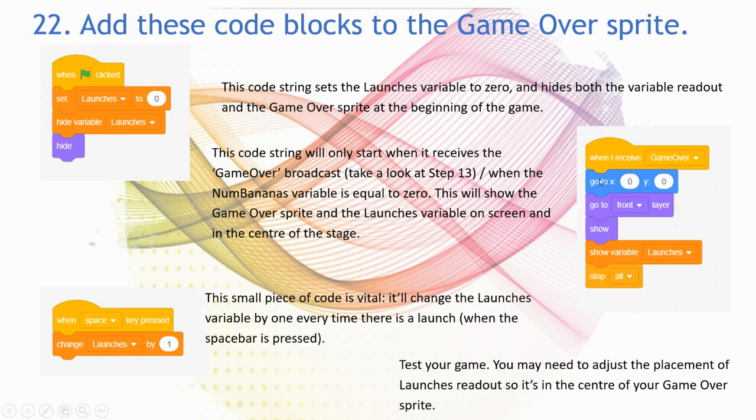And so we're going to have this starting block. When I receive game over, that message from another string, another part of the game, the sprite is going to go to 0, 0. That's 0 in the X direction, 0 in the Y direction. So that's the center of our screen. It's going to go to the front layer, so it's going to appear above all other sprites, and then it's going to be shown. And then it's going to show also the variable. So it's almost like the opposite of this string here. This hides it and sets it to 0. This shows it and shows you how many launches you had. And at the end, importantly, it's going to stop everything, so you can no longer play your game. Stop all. So let's put that in now.